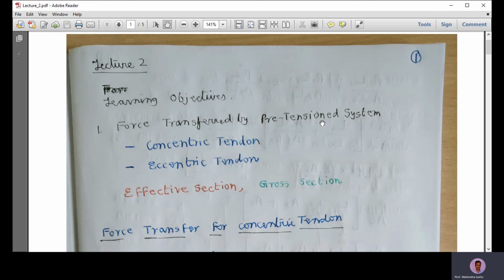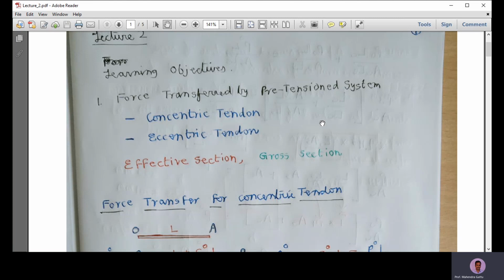So we want to analyze, if we apply a hydraulic jack force of say P, and after we release the hydraulic jack force, what will be the force transferred to the concrete. So we want to know what is the compression produced in the concrete. To do that, we'll have to analyze the system using mechanics of solids concepts.